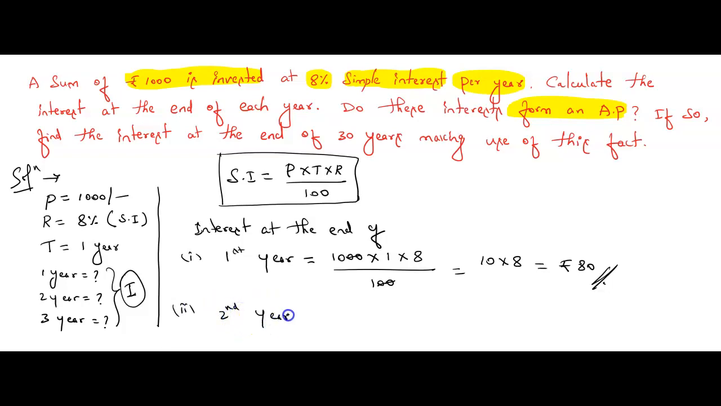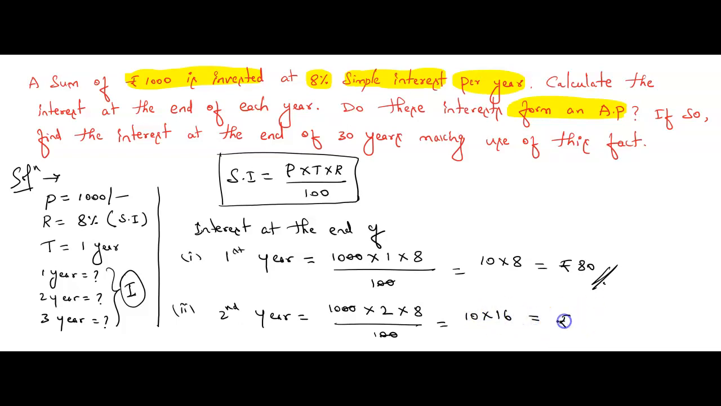Similarly, for the second year, what is the principal amount? It is 1000. Got it? And what is the time? This is the second year, that is 2. Understood? T is 2 and the rate of interest is 8 by 100. Again these 2 zeros and these 2 zeros get cancelled. 10 into 2 into 8, or 8 twos, is 16.